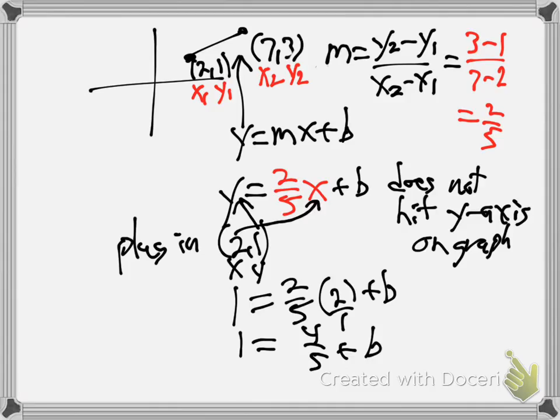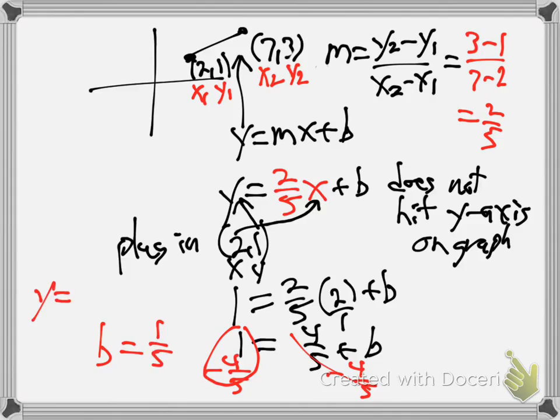Got to solve for b. You guys like fractions? You can use your calculator. Subtract 4/5 from both sides. Boom. So b equals, what is 1 take away 4/5? I had 1 whole pie and somebody ate 4/5 of it. What's left? 1/5 of the pie. So b is 1/5. So we found it. The equation is y equals mx plus b. It's y equals, what was it, 2/5 x plus 1/5.